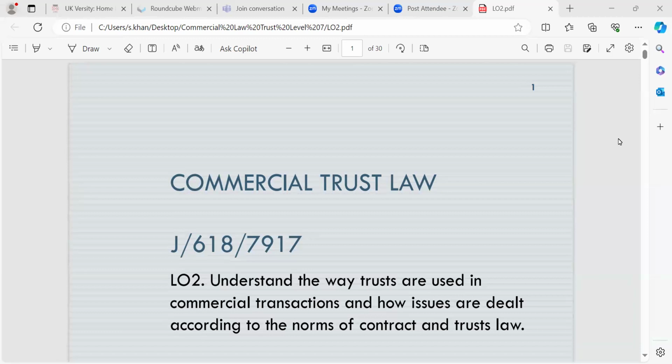Things like fiduciary duties, duty of care, duty to avoid conflicts of interest for trustees, and duty to comply with the terms of a trust and being impartial.